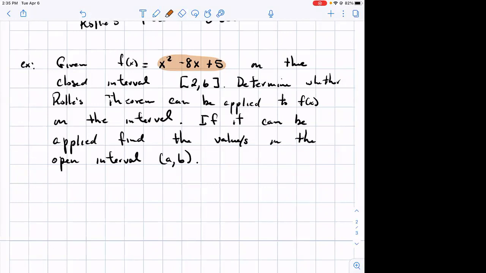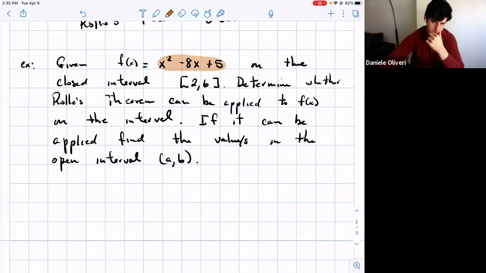What kind of a function is x squared minus 8x plus 5, class? Quadratic function. A what?